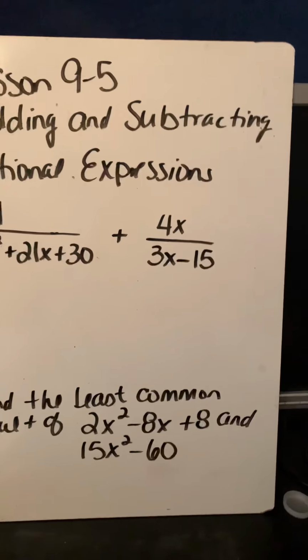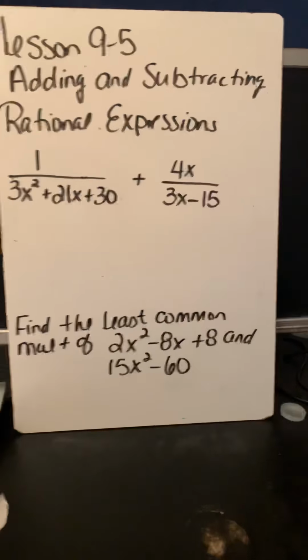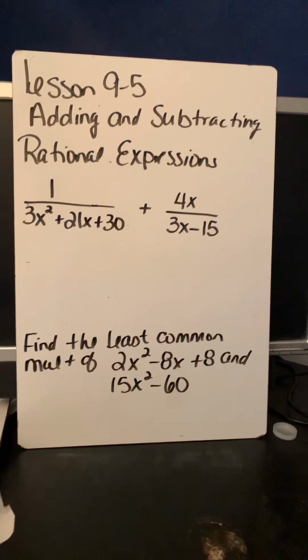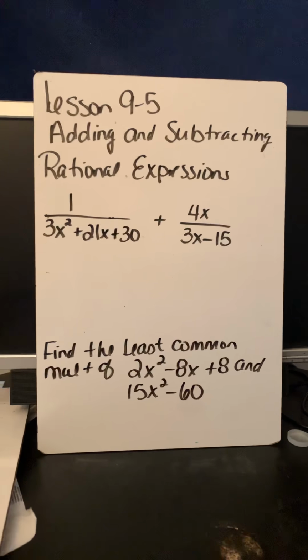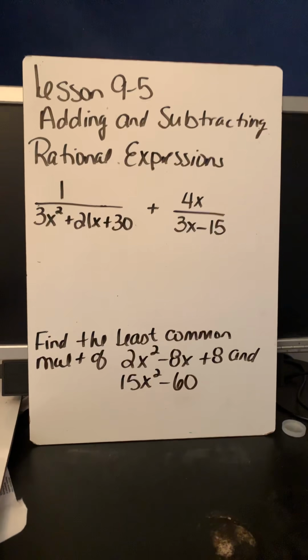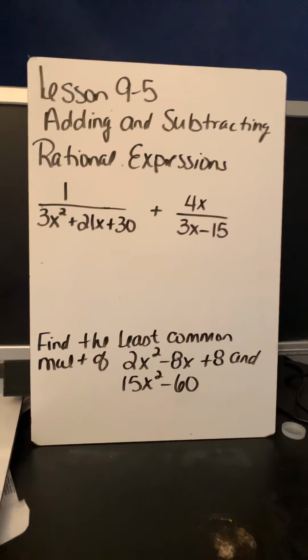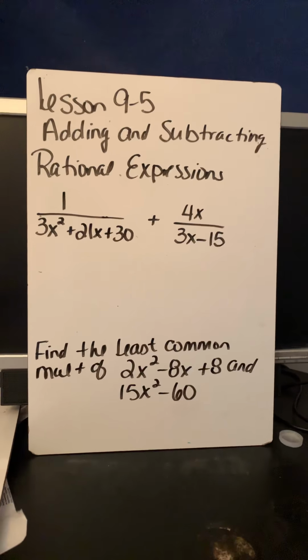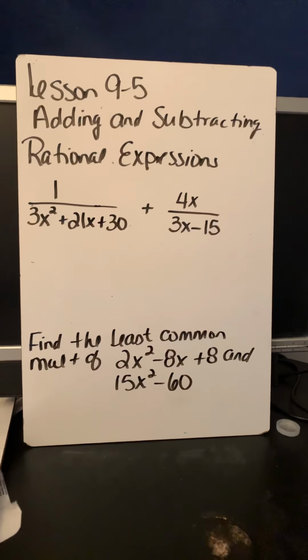Algebra 2, we're going to be doing lesson 9-5, adding and subtracting rational expressions. Now, one thing you have to remember when you are adding and subtracting fractions: what do you have to have? You have to have a common denominator. Okay, that is key. We have to have a least common denominator.